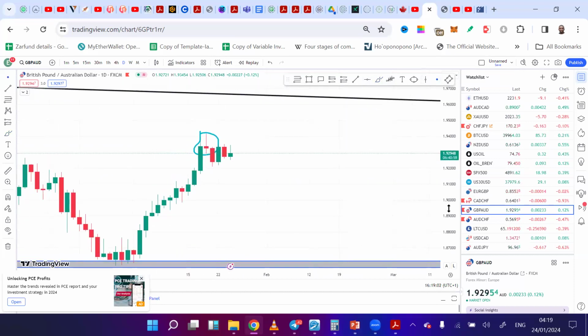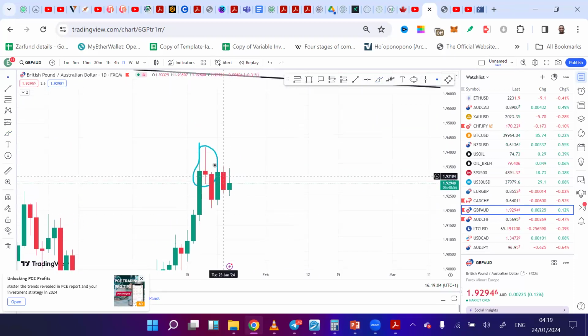So I look at this candle, you will see that this candle has a long wick. It has a body. Now, first of all, this candle is red. And when we see a red candle, we know we are dealing with a bearish candle, right?